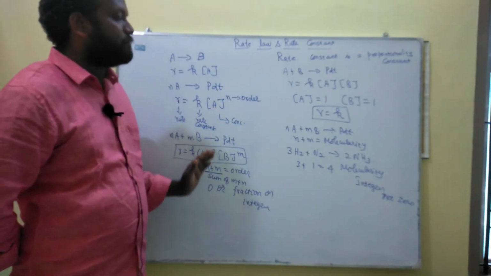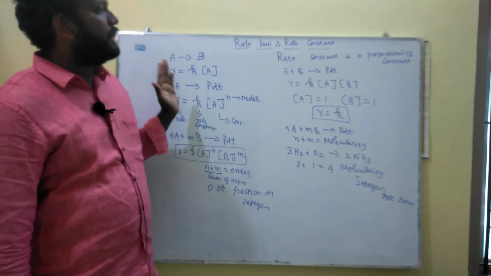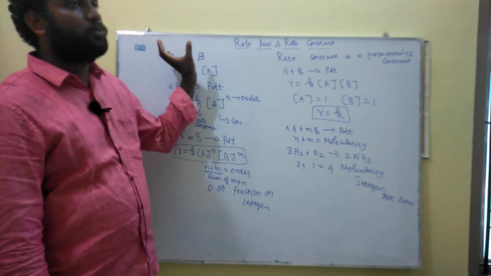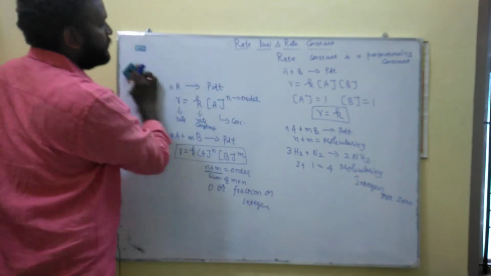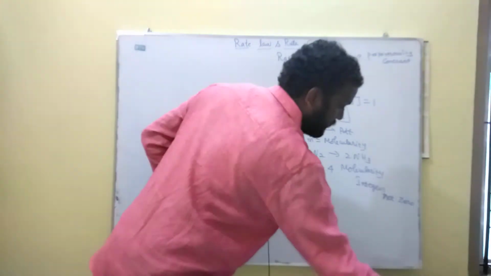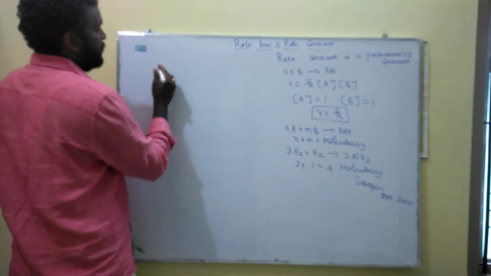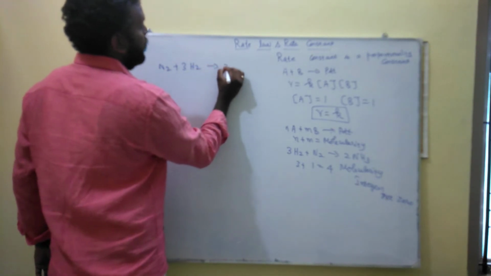So this is the major difference between order and molecularity, and what we discussed here is the rate law, how to write a rate law for any chemical reaction. Suppose we consider ammonia formation, N2 plus 3H2 gives 2NH3.